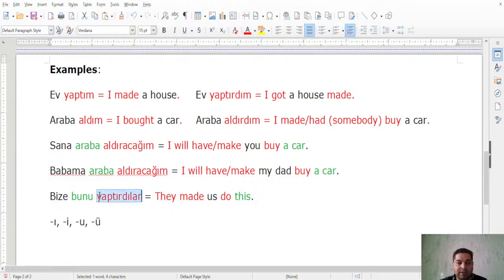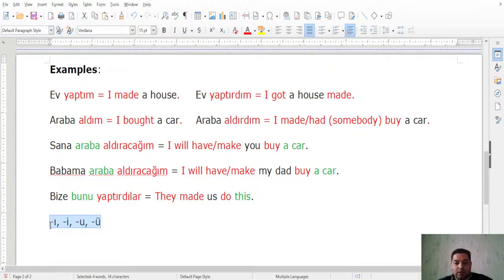So yaptırmak here is the verb yapmak, right? We have tır here as the causative suffix dır, dir, dur, dür, tır, tir, tur, tür. We choose tır here, and we have the past tense ending dı, and last we have the plural ending lar, right? They made do. Yaptırdılar means they made do. They made do whom? Bize, us. Okay, dative case. Again, you have to add this a or e at the end. So bize bunu yaptırdılar. They made us do this.